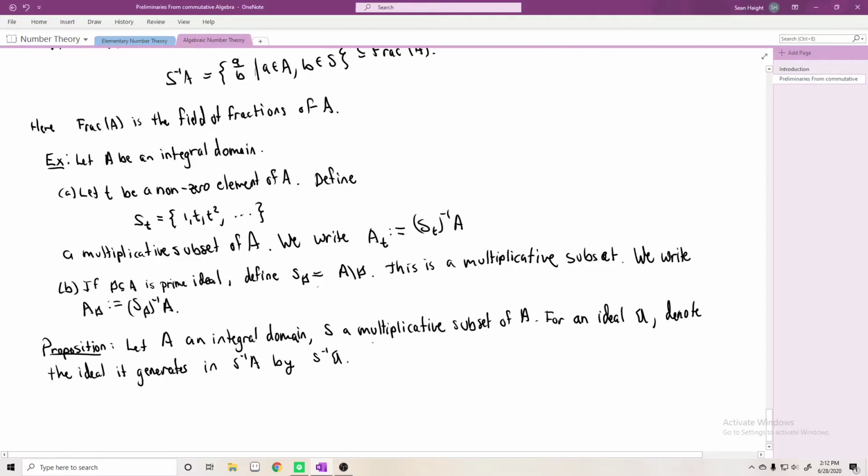A small remark here: given the localization S inverse A, I can view A as sitting inside this localization as fractions with denominator 1. That means I can view this ideal as sitting inside that thing. That's what I mean by the ideal it generates: take this set viewed as sitting inside the localization and then generate the ideal there.